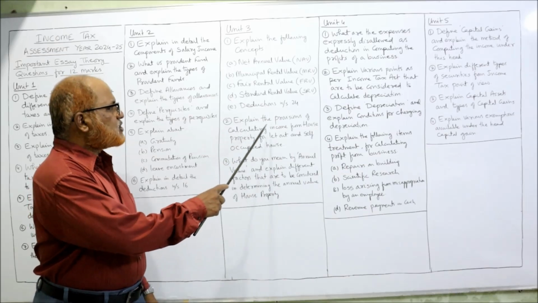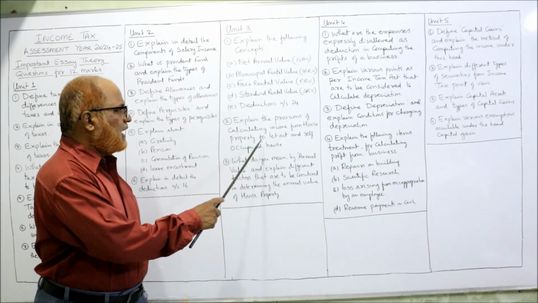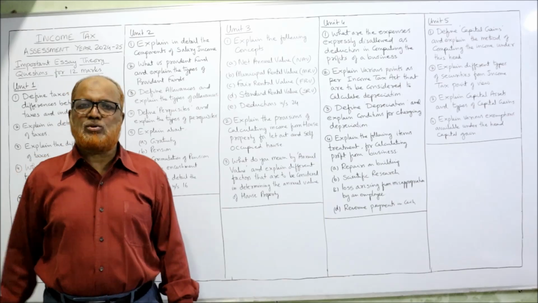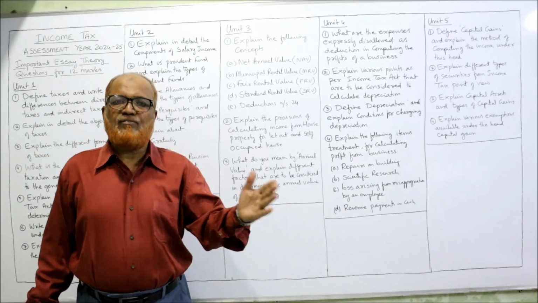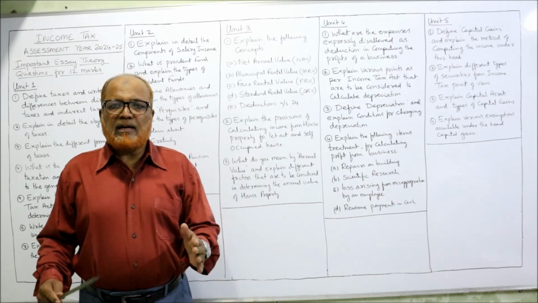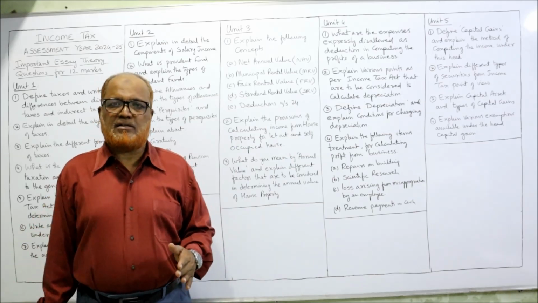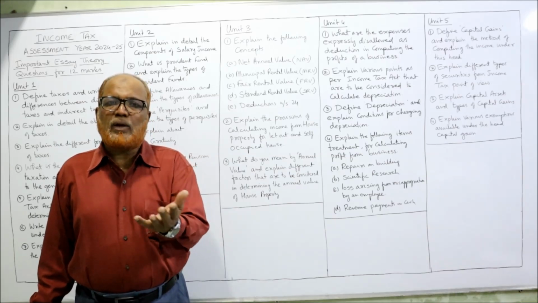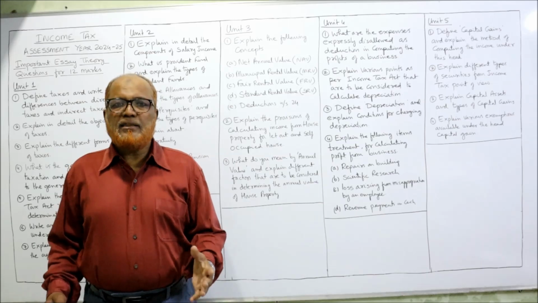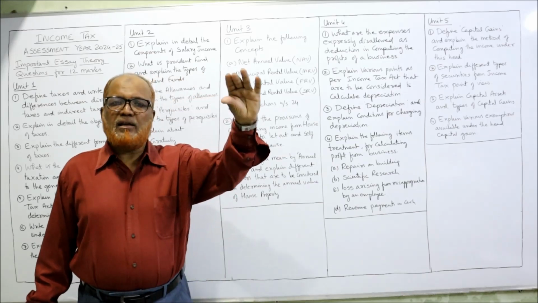That is. Now explain the provisions of calculating income from house property for let out and self-occupied house. The houses are divided into 2 categories: let out house and self-occupied house. Let out house means the house which is given on rent. Rent is collected. In that case, ARV, actual rental value, will be there. In that case, calculate the gross annual value.